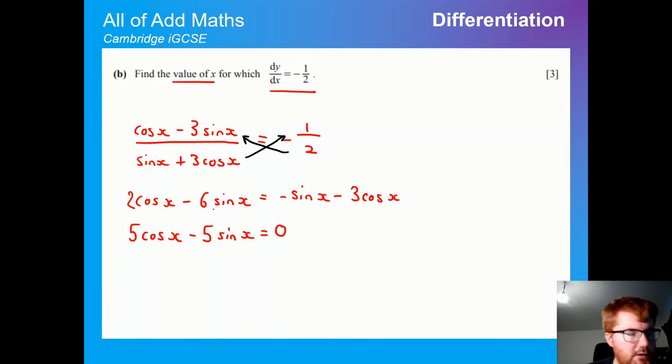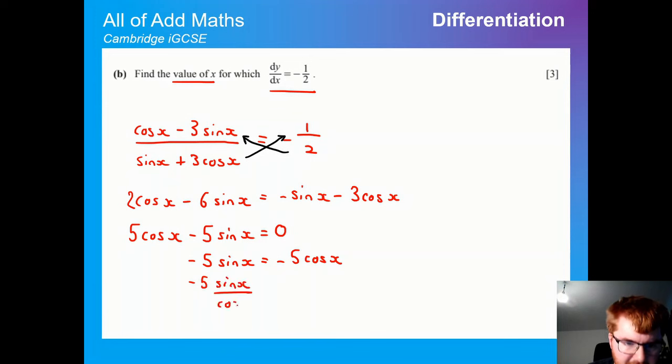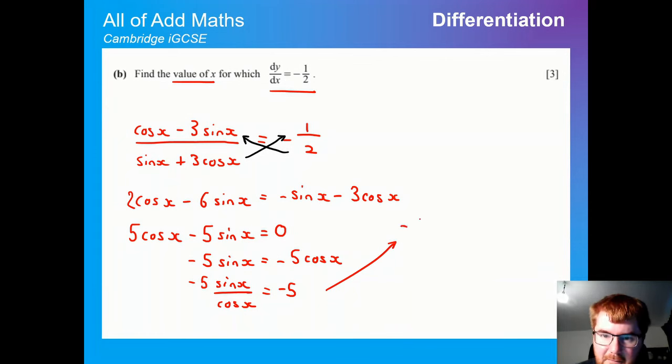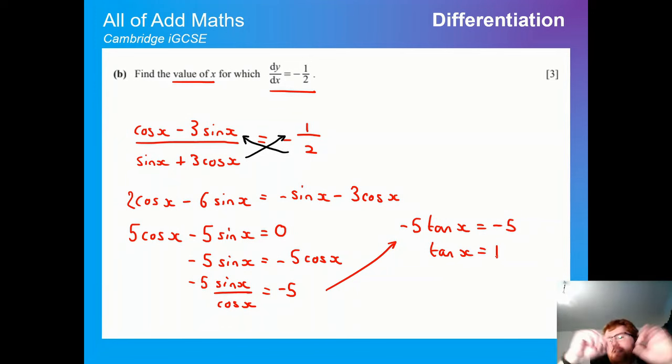Bring the cos to the other side, so we get minus 5 sine x is equal to minus 5 cos x. At this point, we can then divide through by cos, so we get minus 5 sine x over cos x is equal to minus 5. Remember, sine over cos, you remember this from a previous part of the video, is equal to tan, so we get minus 5 tan x is equal to minus 5. Divide both sides by minus 5, we get tan x is equal to 1. In fact, relief at that point, you get something quite nice.